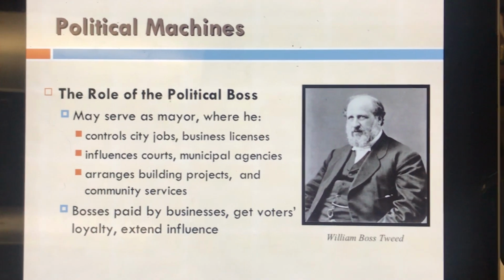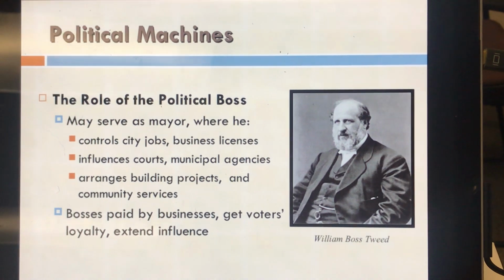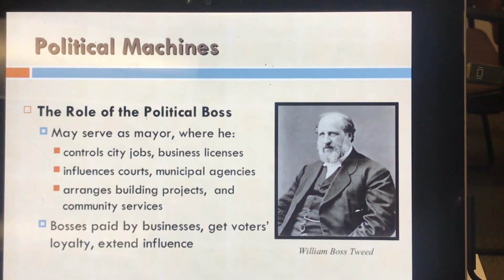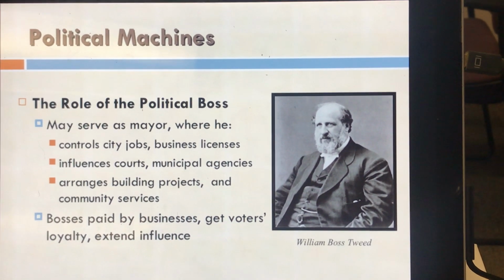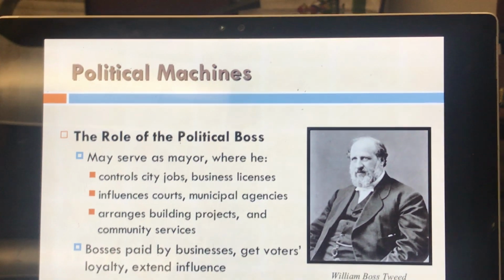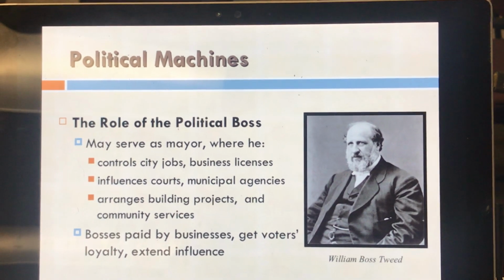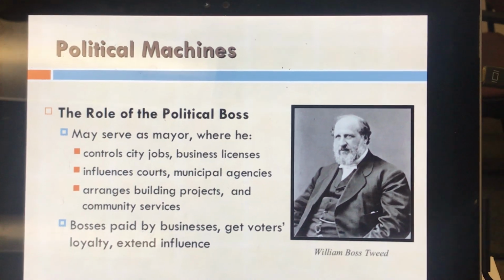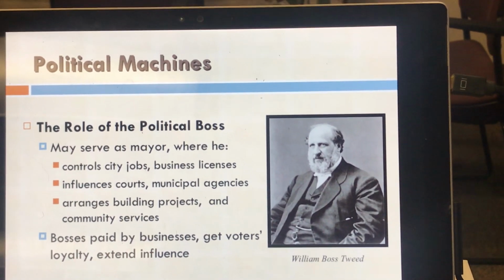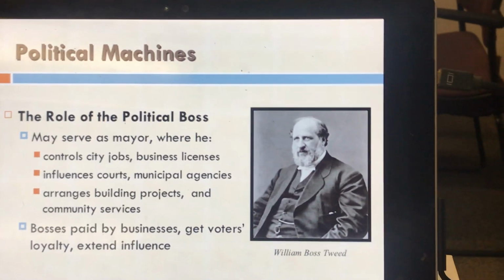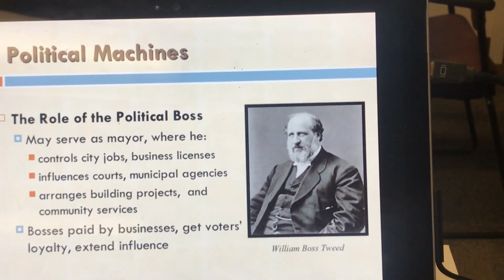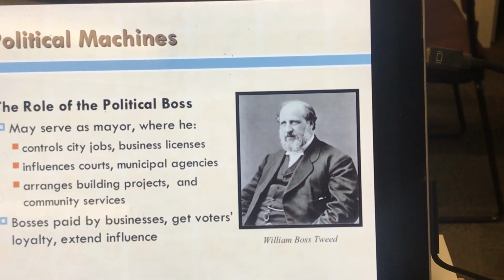Because he was the mayor, he could control city jobs and business licenses. He could influence court decisions and judicial appointments, different agencies within the municipality. He could arrange for building projects to be done and then award those building projects to who he wanted. And he determined what services the community received. The bosses would get paid by the businesses, and they would use the voters' loyalty and their influence over the voter to keep things positive for these businesses. So pretty much what the businesses wanted, they could get.